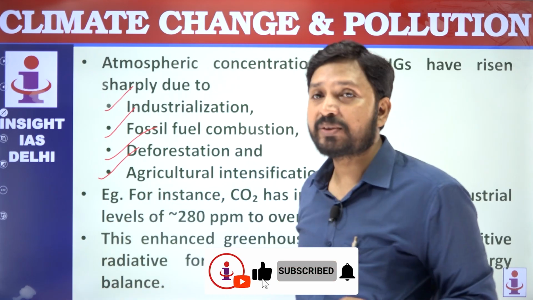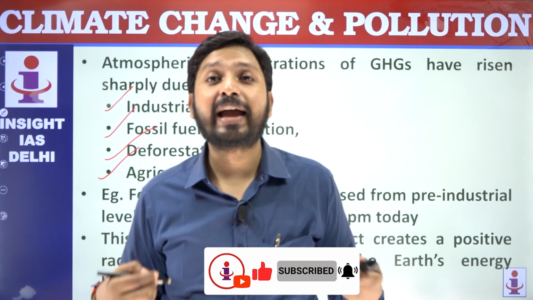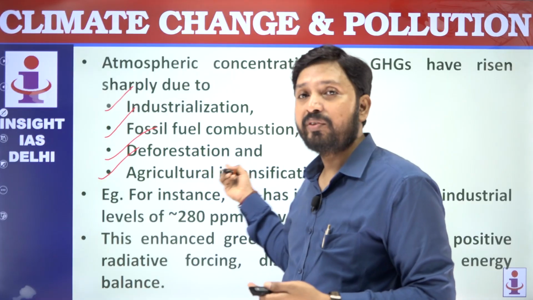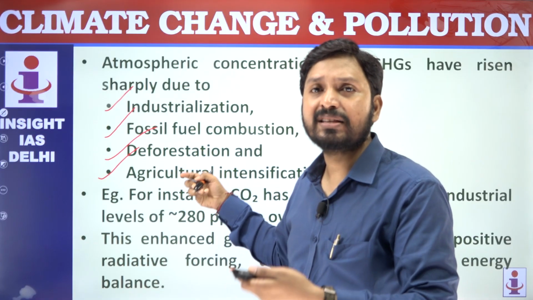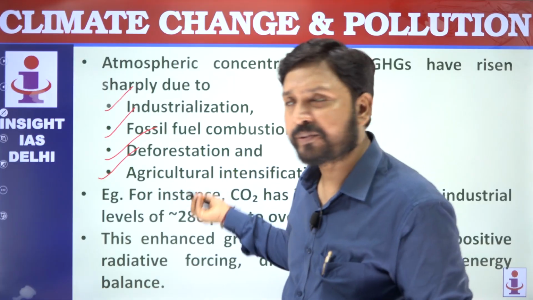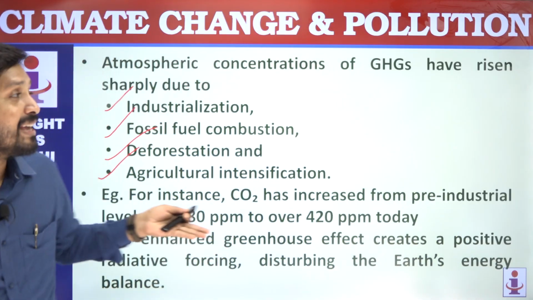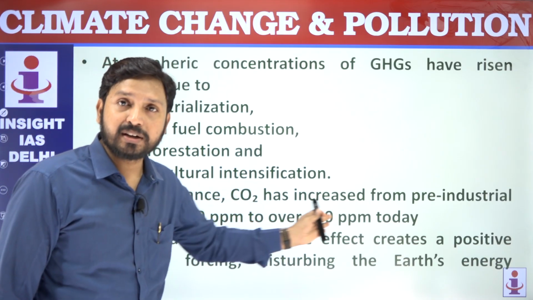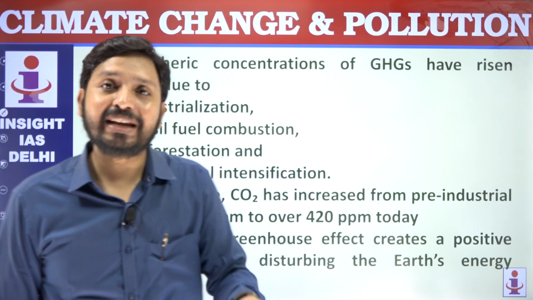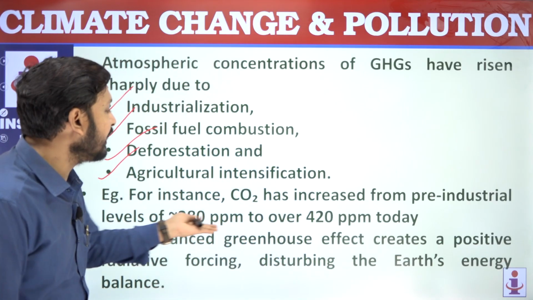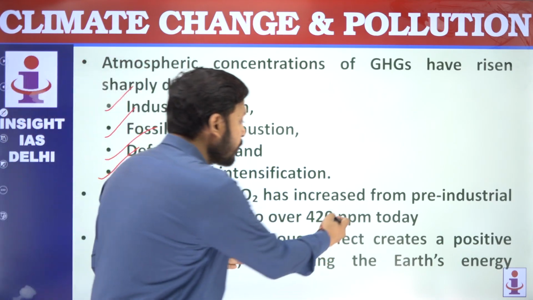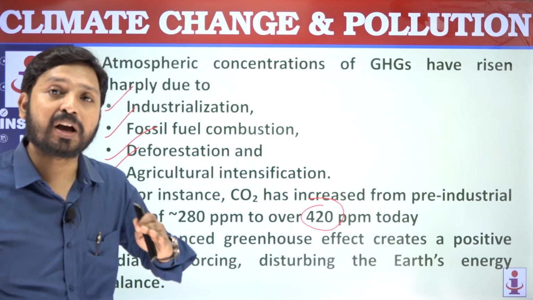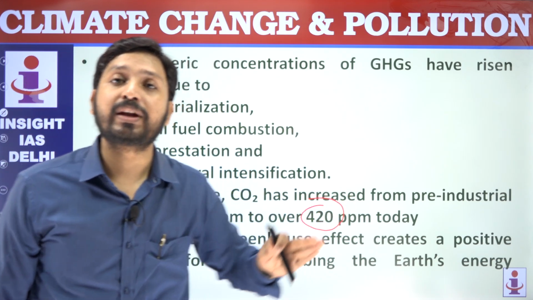And agricultural intensification, we know, right, agriculture is one of the highest contributors to methane, especially paddy cultivation and livestock. So if this is intensified, what will happen? More and more methane, that is nothing but greenhouse gas, nitrous oxides, everything will be released into the atmosphere. So these are all causing an increase in the greenhouse gases, which is leading to the greenhouse effect. For example, if you see the concentration of CO2 compared to the pre-industrial level, it is hardly 280 ppm, but today it is more than 420 ppm, which means the concentration of carbon dioxide in the atmosphere keeps on increasing.